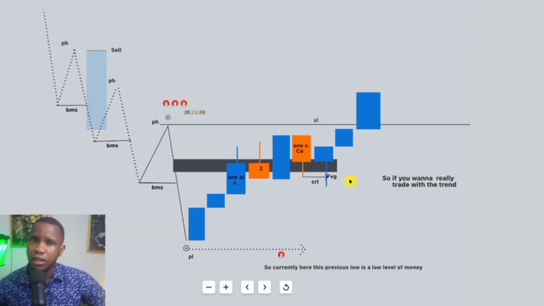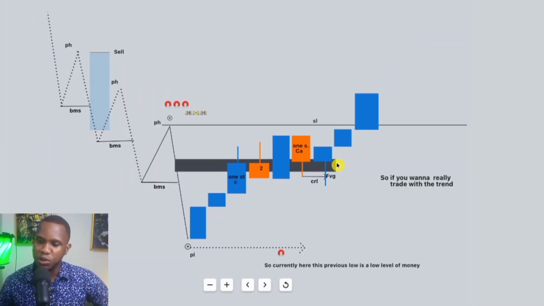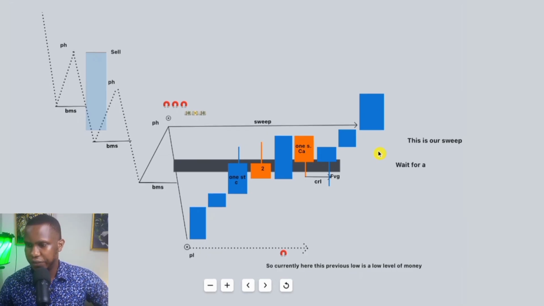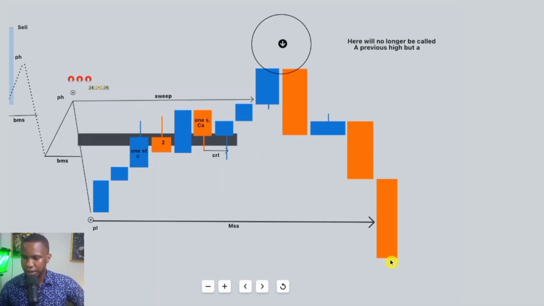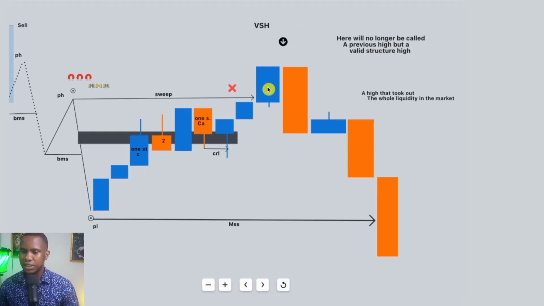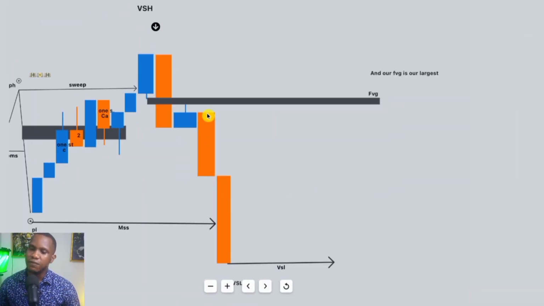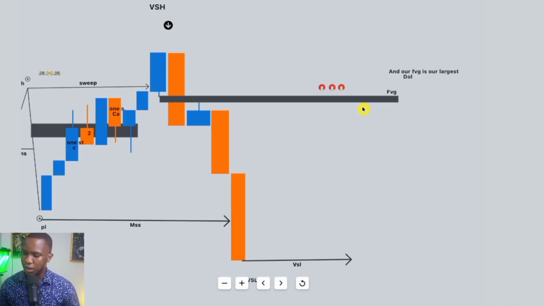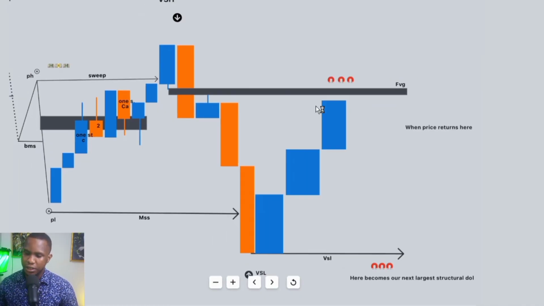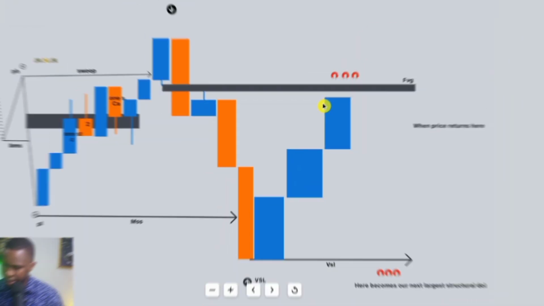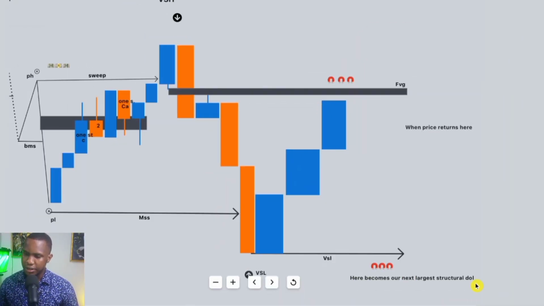Don't miss this. A trader that wants to really trade with the trend can actually do it this way. This is our sweep right here. Wait for what? A market structure shift. This will now be our value structure high, which is a high that took out the whole liquidity in the market. And our fair value gap right here is our largest draw on liquidity in the market. And when price action returns back here, it becomes our next largest structural draw on liquidity in the market.